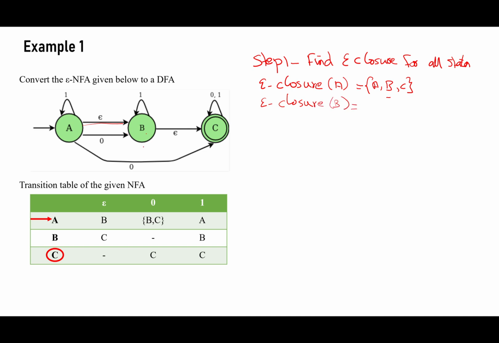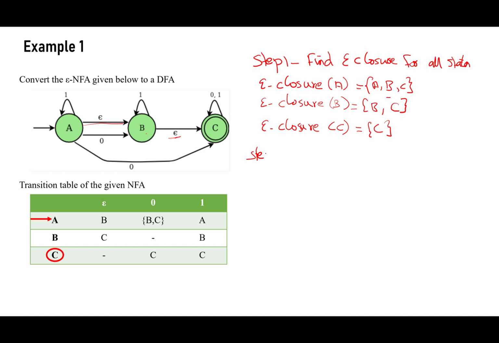Then the epsilon closure of B. What is the epsilon closure of B? We have to write the same state B. Then we have to check whether from B there is an epsilon transition. There is an epsilon transition to C. So B, C. Then the epsilon closure of C. First we have to write the same state. Then we have to check whether there is an epsilon transition. There is no transition. So only C.